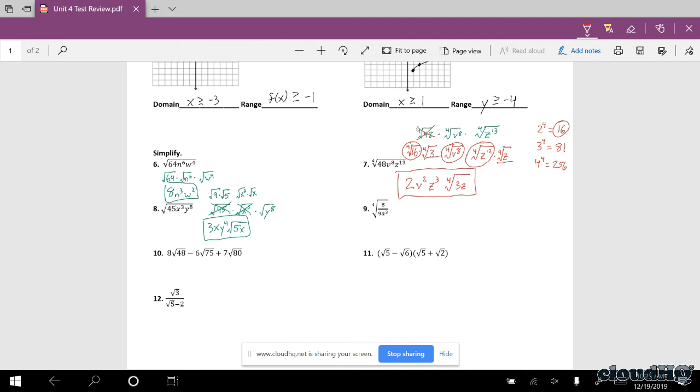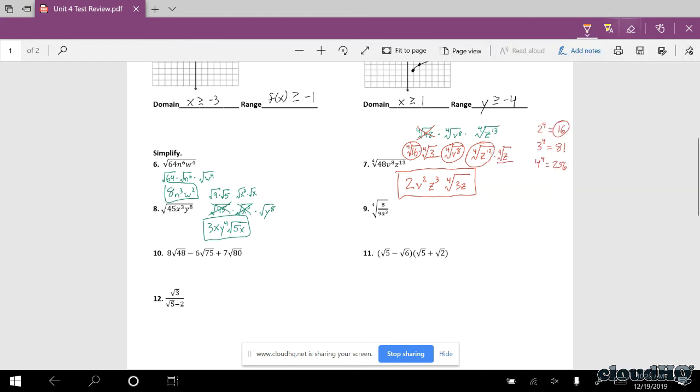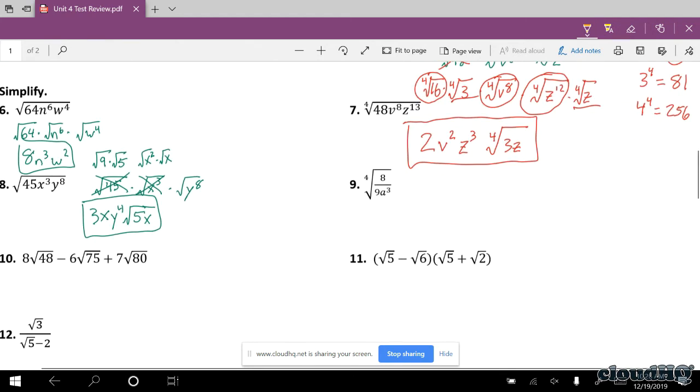And there we go. Okay, number 9. I'm going to switch colors again. I think of number 9 and maybe number 12 as the more difficult ones on here. Let me zoom in a bit. It's the denominator that's the problem. I don't really care about the numerator, but when we simplify, denominators can't have roots in them.